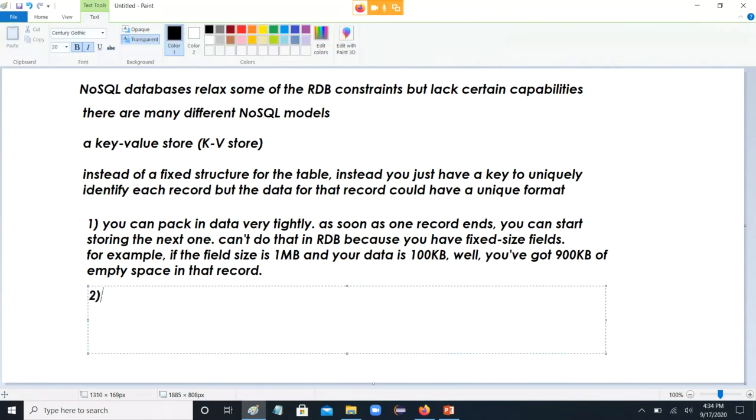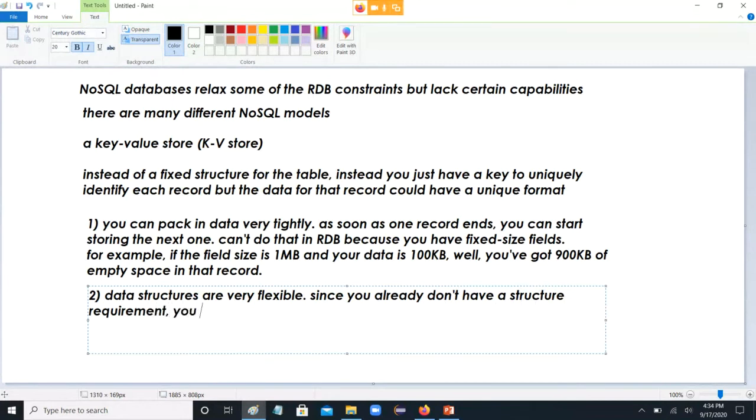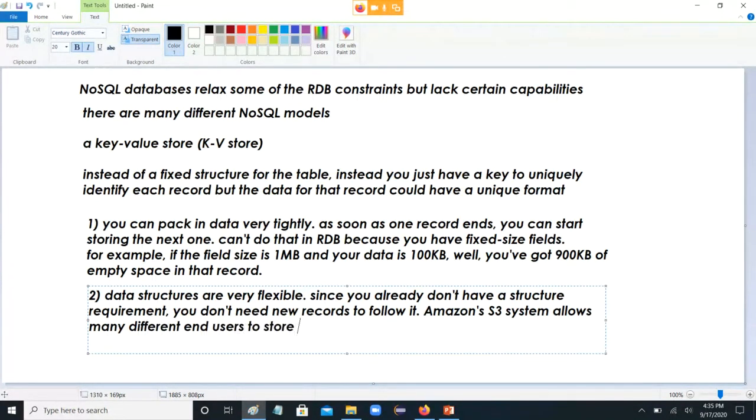Downside number two, right? Oh, I'll add in another upside. Data structures are very flexible. Since you already don't have a structure requirement, you don't need new records to follow it. And this is good, for example, like Amazon's S3 system, for what's called simple storage, allows many different end users to store data batches with unique formats.